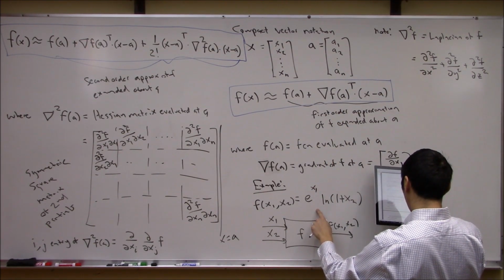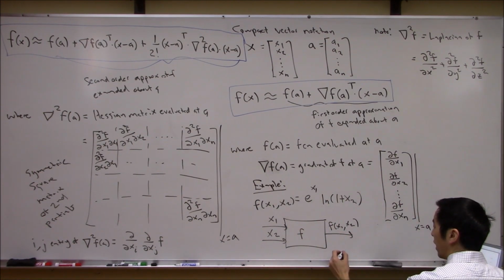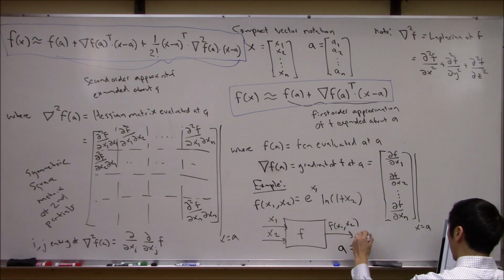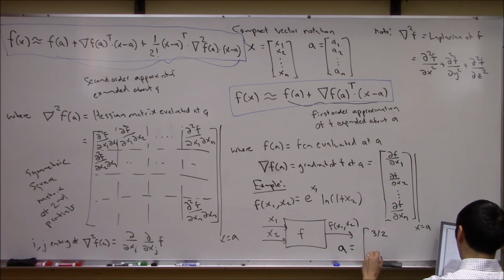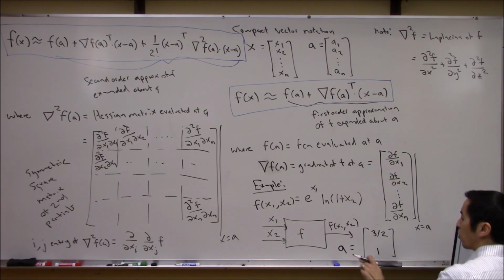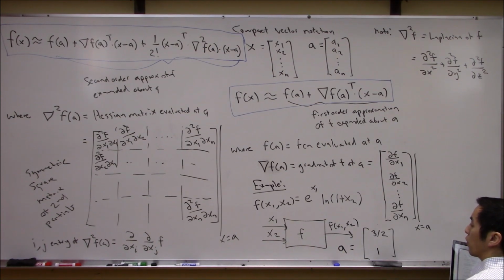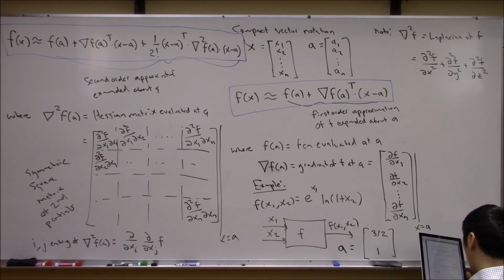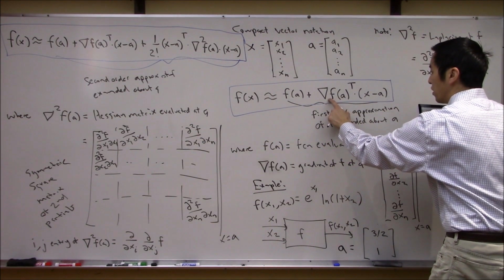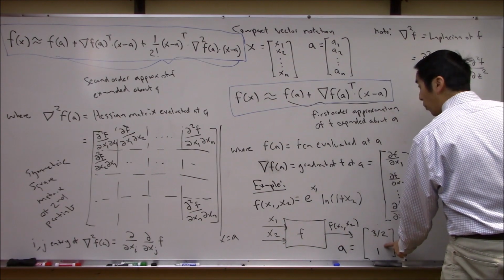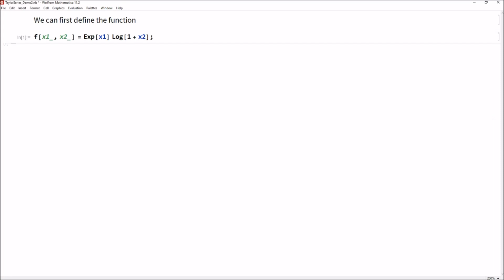What's the expansion point I want to use here? Let's use an expansion point of, shoot, I did not manage the board very well. Let's use an expansion point of a equal to 3/2 and 1. So at this point, I want to get a first order approximation of this function and a second order approximation of this function and see what we get. So let's jump over to Mathematica and calculate the gradient of this function f at this point, and also calculate the Hessian matrix of the function f at this point.